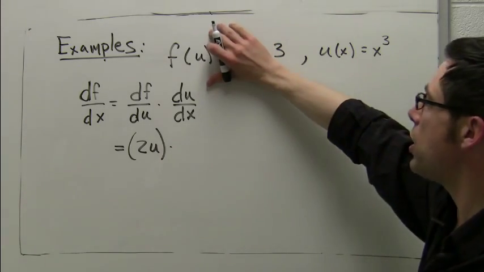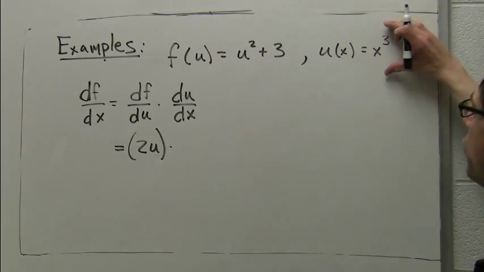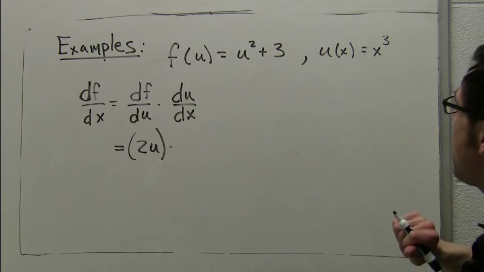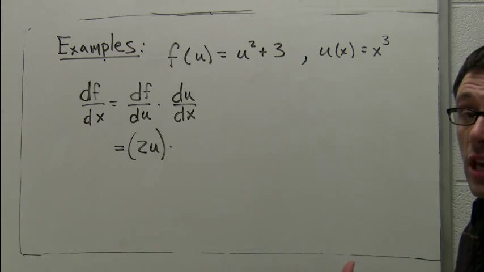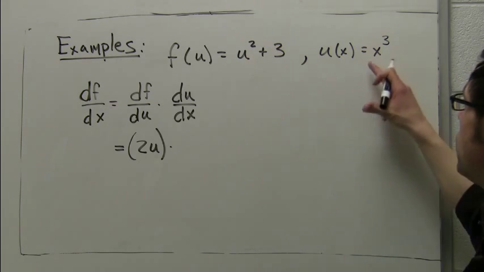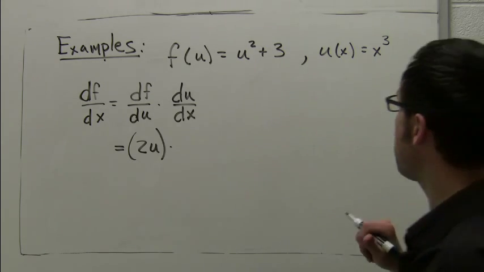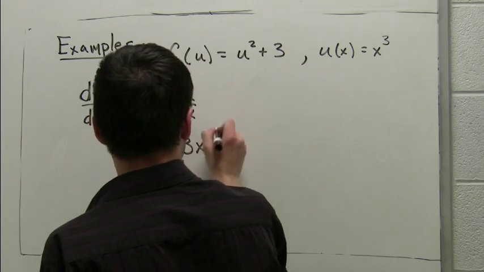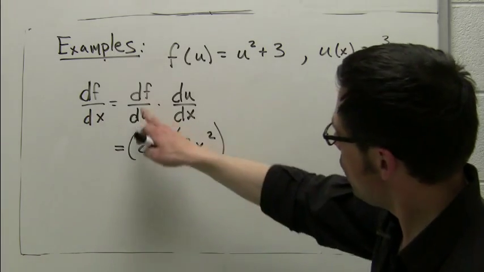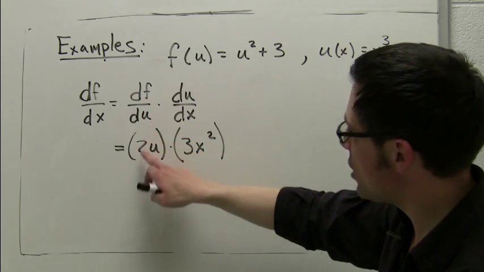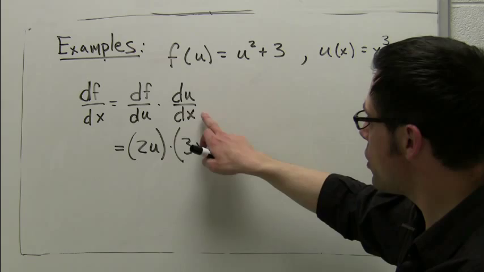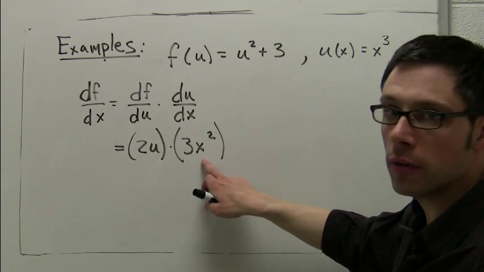So I'm ignoring f now, and I'm only thinking of u in terms of x. The derivative of this function with respect to x, we're doing the usual power rule here, and so this is just 3x squared. So this piece is how f is changing with respect to u, and this is how u is changing with respect to x, 3x squared.